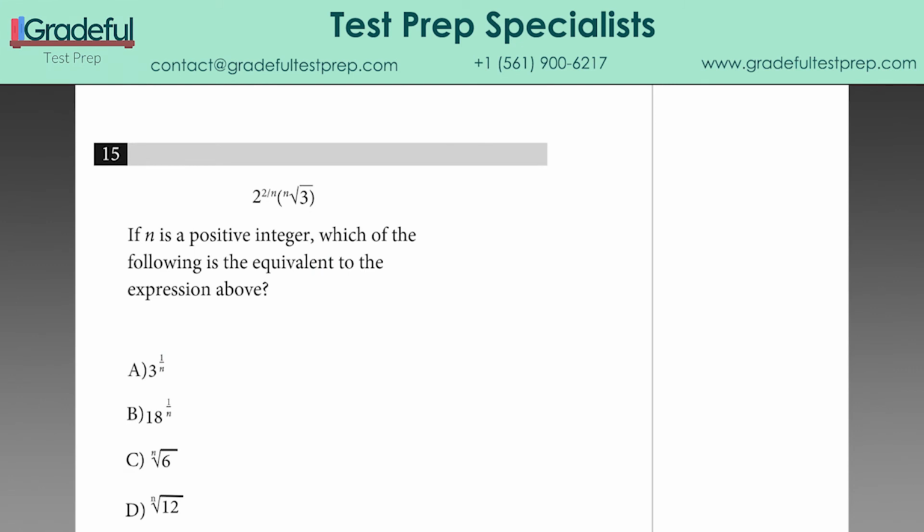So now we're going to question 15 here. We've got 2 to the 2 over n, and then we've got the nth root of 3. So that nth root of 3 is really the nth root of 3 to the first power, because if something doesn't have an exponent, then it means it has an exponent of 1, an invisible number 1. And the rule that we're going to apply here is the idea that if I have the a root of b to the c, then that's the same as b to the c over a.